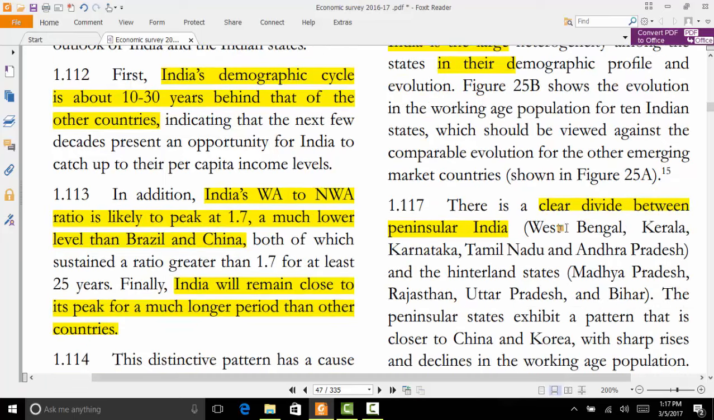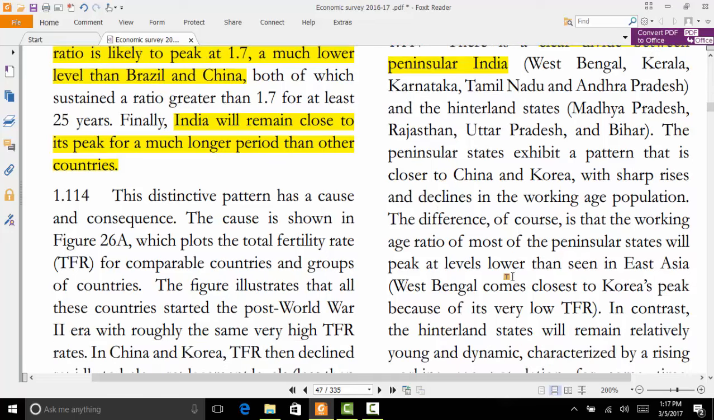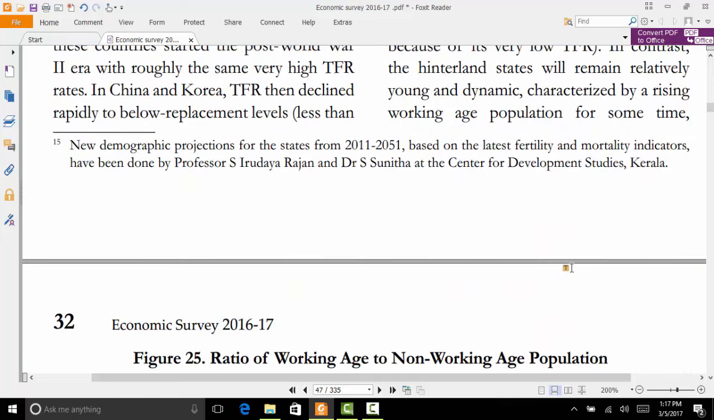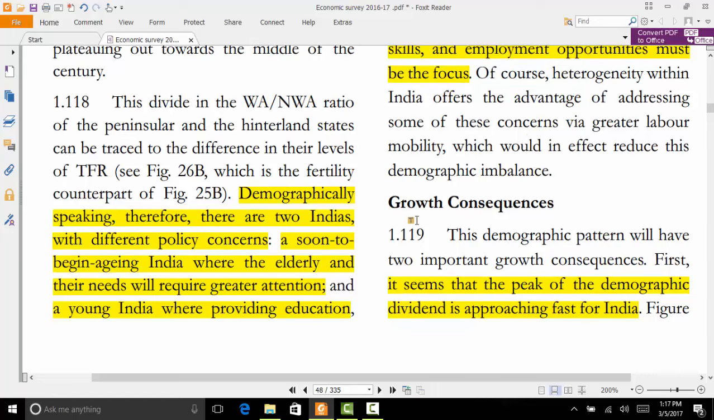Then it says there is a clear divide between peninsular states and the hinterland states. You can read that; it's a basic understanding. Coming further to the next page, it says demographically speaking, there are two Indias with different policy concerns. Now this is an important point. First understand that there are two different Indias in terms of peninsular and hinterland states, meaning different conditions are there.